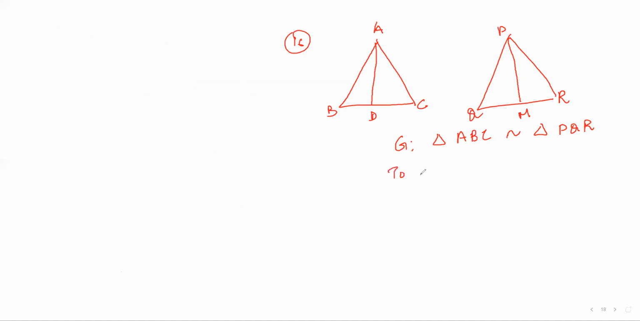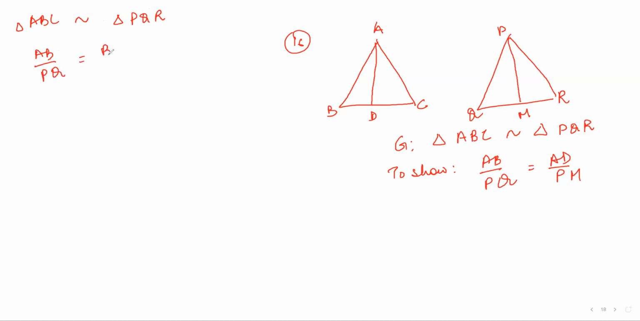So to show, AB by PQ is equal to AD by PM. Now, if I start from the given condition, look here. What is given to me is that triangle ABC is similar to triangle PQR, right? So that means I can write that AB by PQ is equal to BC by QR, and then you have AC upon PR. I'm interested in this AB by PQ, that means the first term.